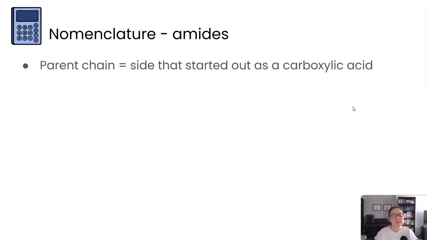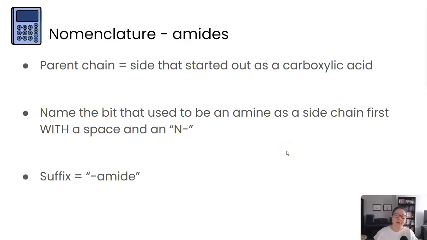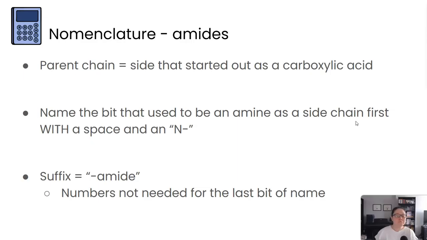The parent chain is a side that started out as a carboxylic acid. If you have R groups attached to where that amine was, like with your esters, you are going to put those bits first in the name. But the one difference is that with your esters, you didn't have to write any numbers for that part of the side chain, but in the case of an amide, you are going to put N in front of it. And then there is a space and so on and so forth. And the suffix is amide. And again, numbers are not needed for the amide bit of the name.